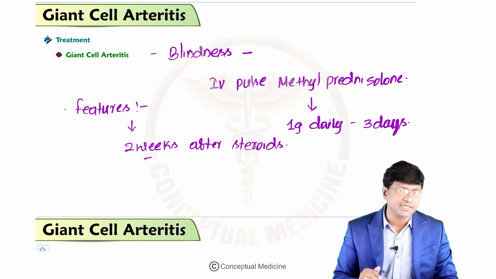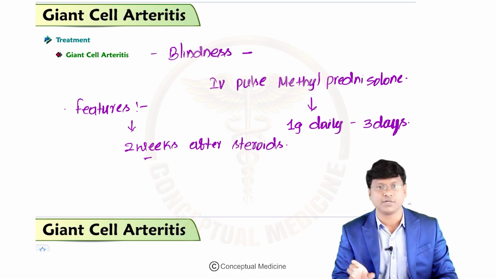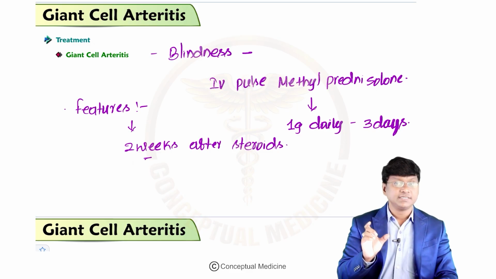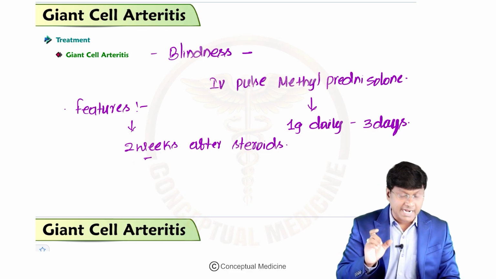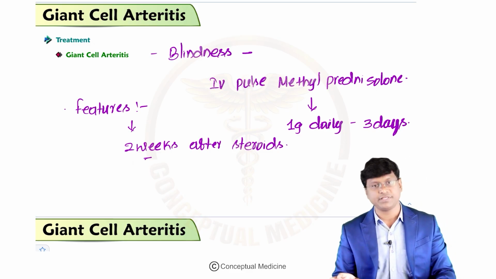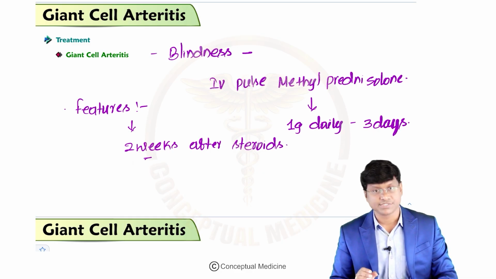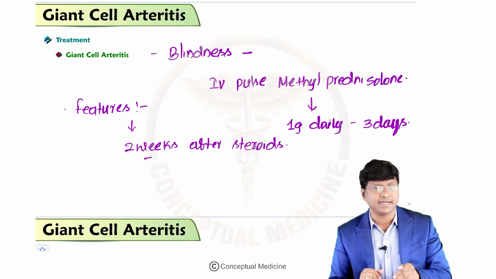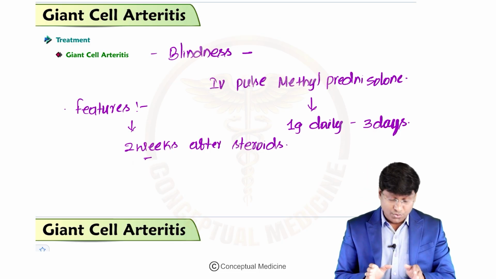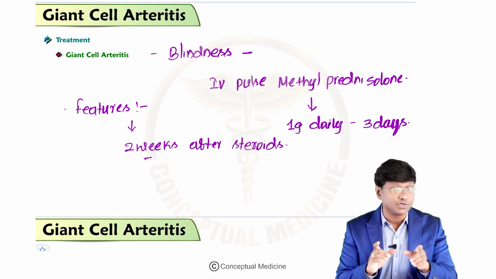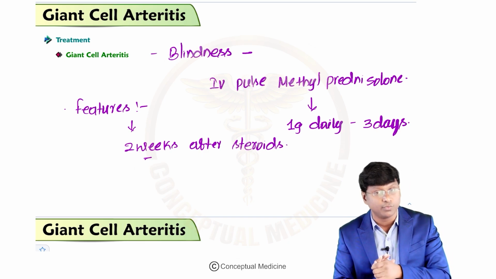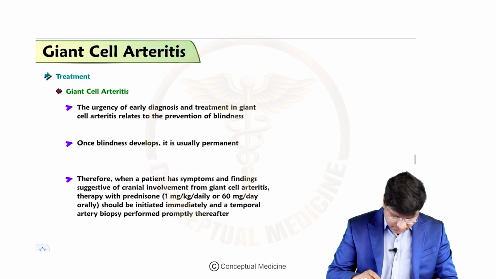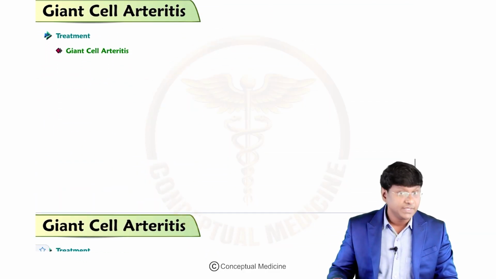And what does ultrasonography show? The presence of the halo sign. That is the ultrasonography picture in patients with giant cell arteritis. In these patients, the development of aneurysms in the aorta is also very important.